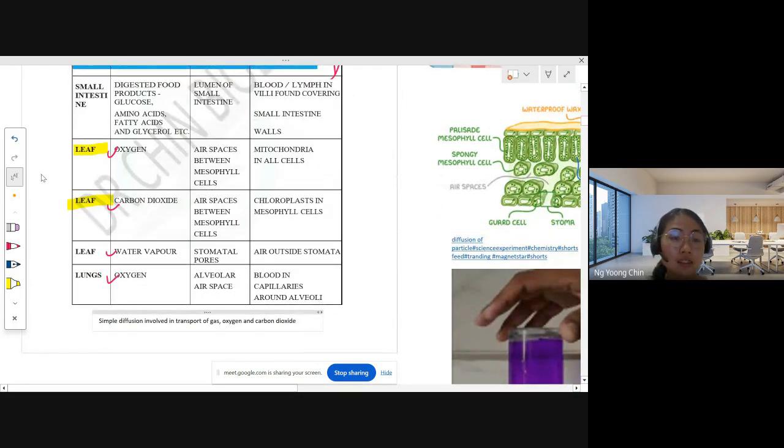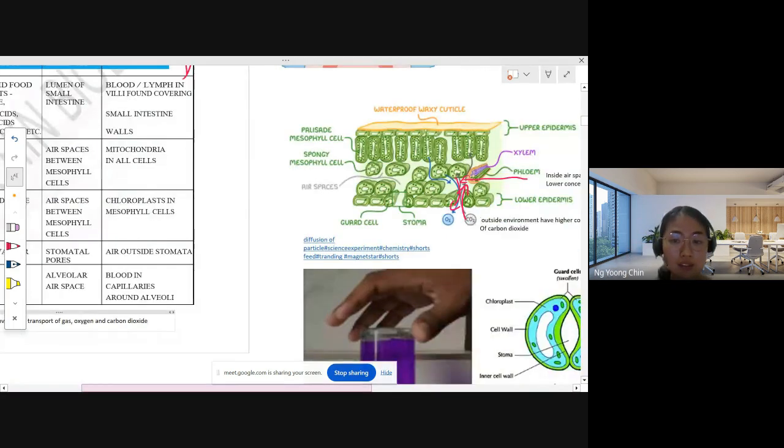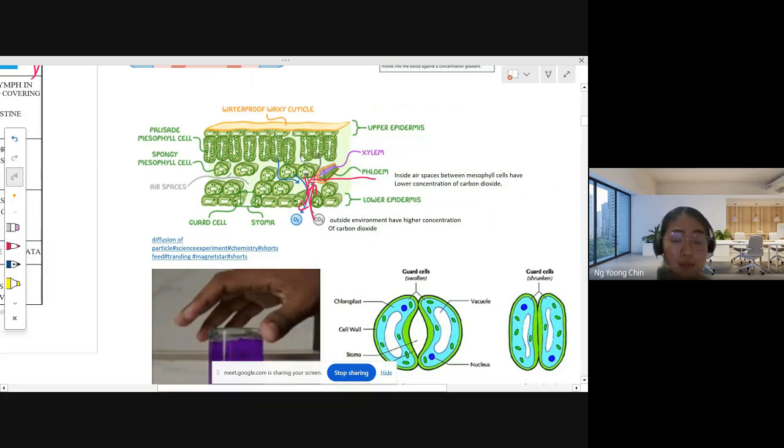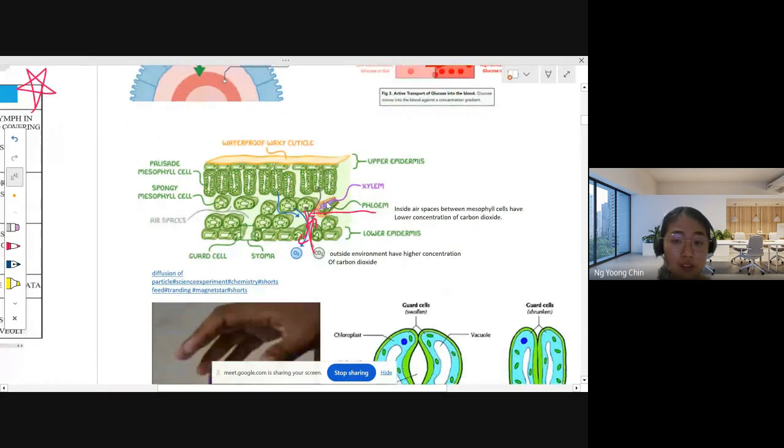Leaf. When we talk about the leaf, you remember that the leaf contains holes under it. You can have a look at this picture. Yeah, this picture. See, this is the leaf.